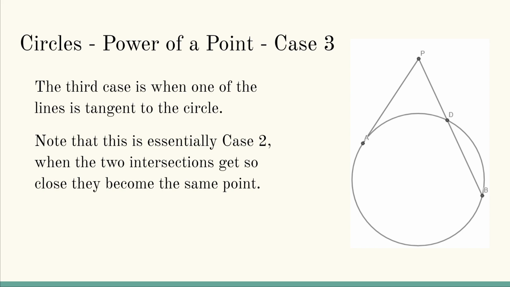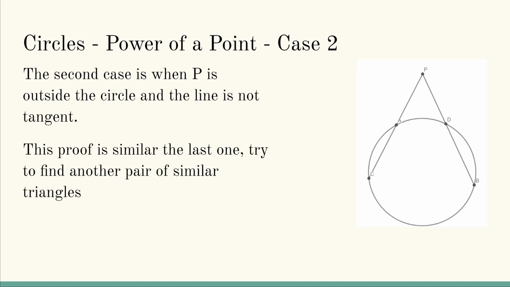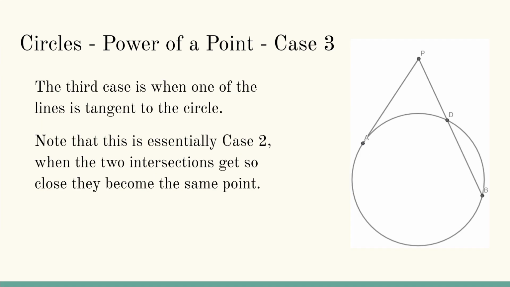So you could basically treat it as case 2, except where point A is the same point as C. I mean, it's on the same point as C. So then we basically get PA times PA, or PA squared, is equal to PD times PB, because A and C are the same point.